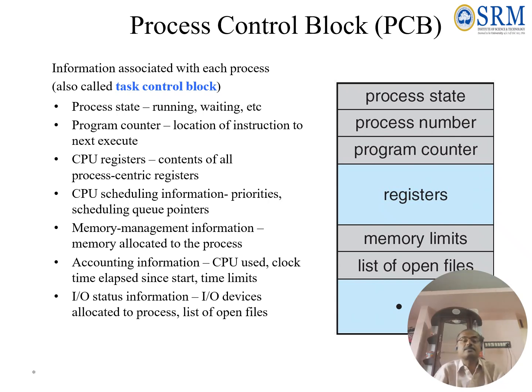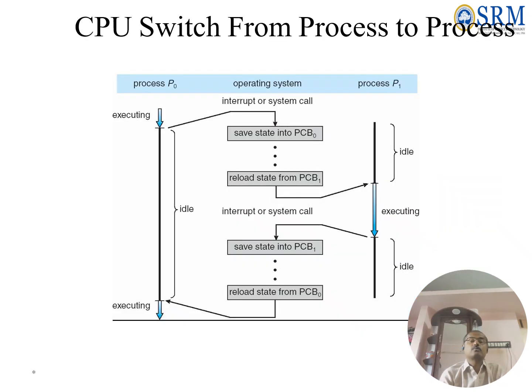Then accounting information: CPU used, how much time the CPU has used this process, or the process has been given to the CPU. Then clock time elapsed since start, and time limits. So everything will be there in the accounting information. Then IO status information, that is the information regarding IO devices allocated to this process, when it is allocated and what IO devices it has been given. Then the list of files opened, everything will be there in the process control block.